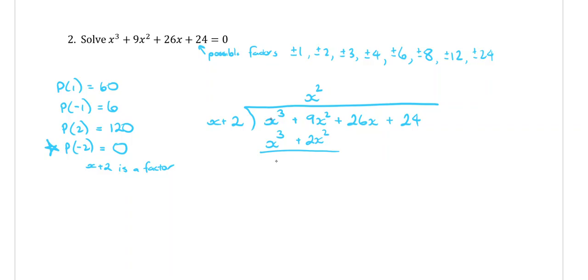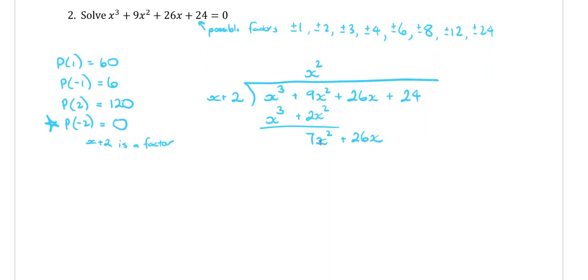The x cubes subtract to give nothing. 9 take away 2 makes 7x squared. Bring down the 26x, ready to do the process again. So now I do 7x squared divided by x, so that's plus 7x. Timesing that out, we get 7x squared, and then 2 times 7 is 14x. Subtracting, the x squareds disappear. 26 take away 14 is 12x. Bring down the last term.